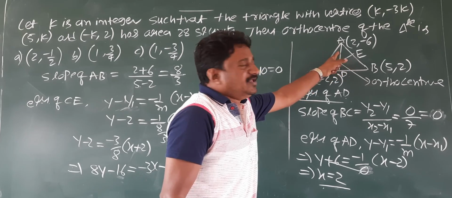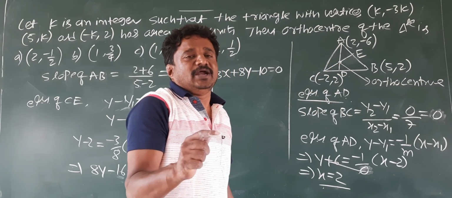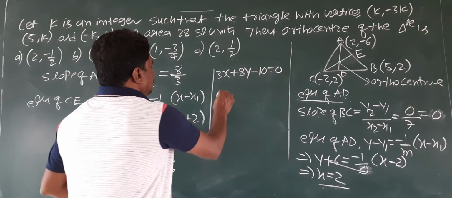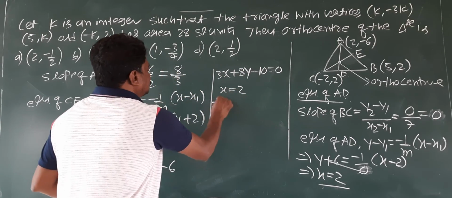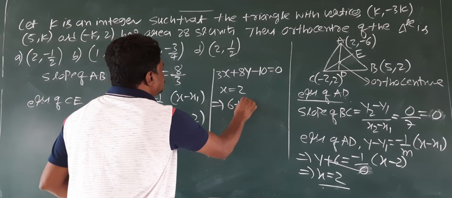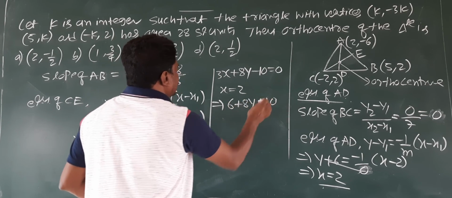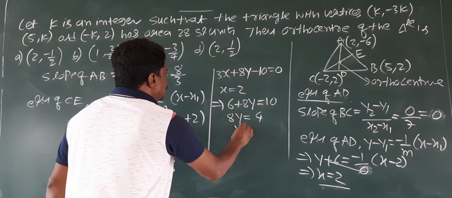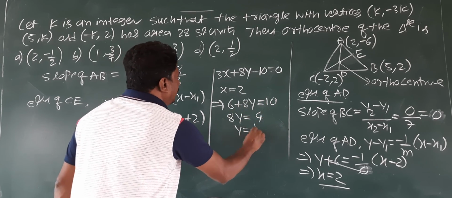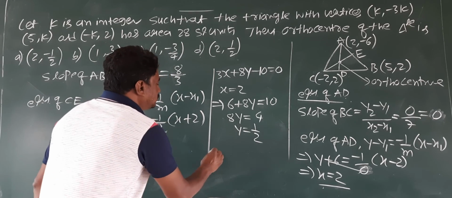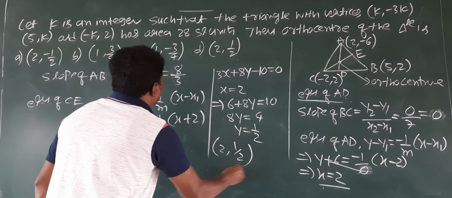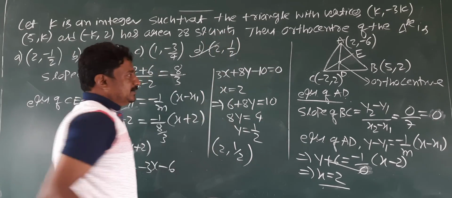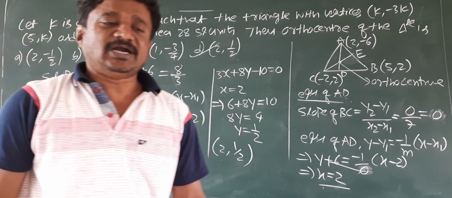Now, on solving these two heights, I am going to get the orthocenter. Put x equals 2 in that. 3 twos are 6 plus 8y equals 10. So 8y equals 10 minus 6, 4. Y is equal to 4 by 8, 1 by 2. So therefore the orthocenter is 2 comma 1 by 2. Which option is correct, students? Option B is correct. I hope you are understanding, students.